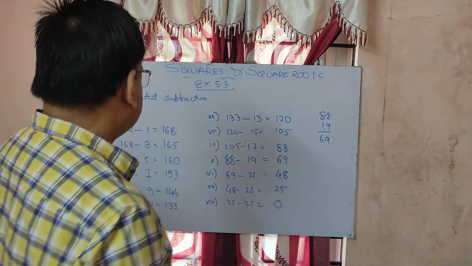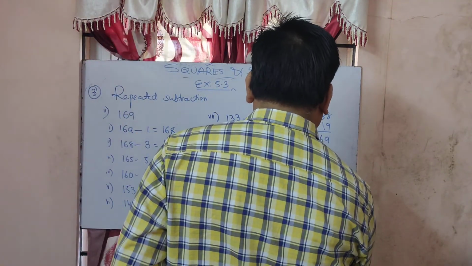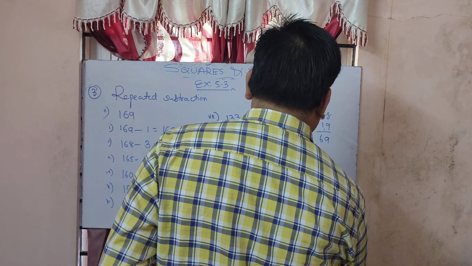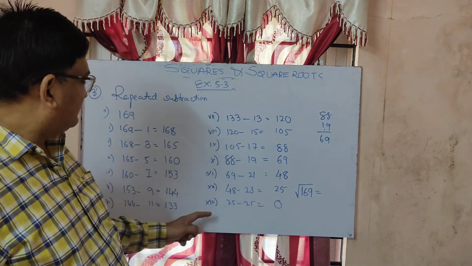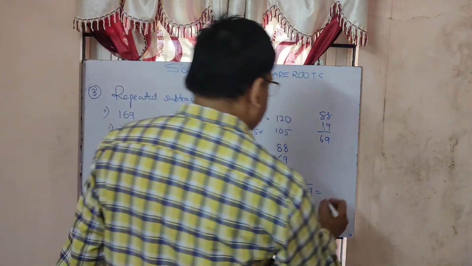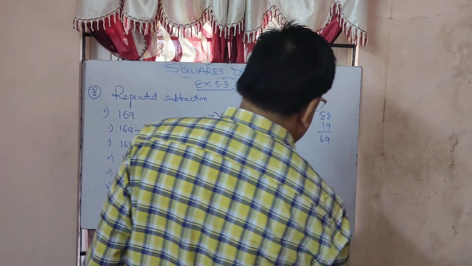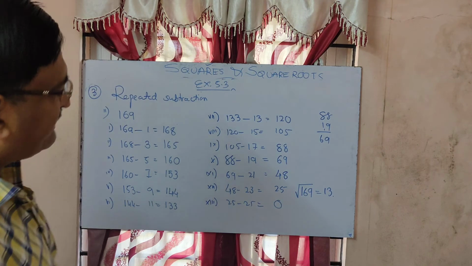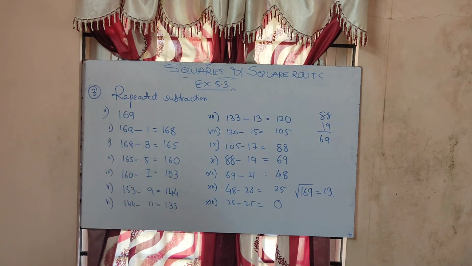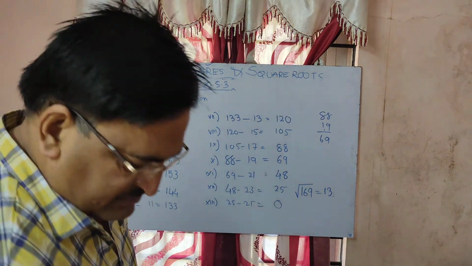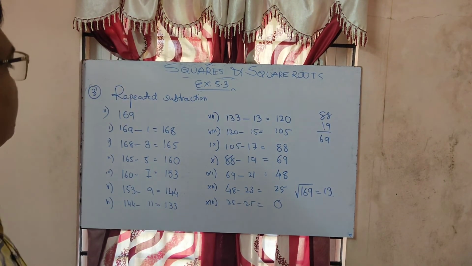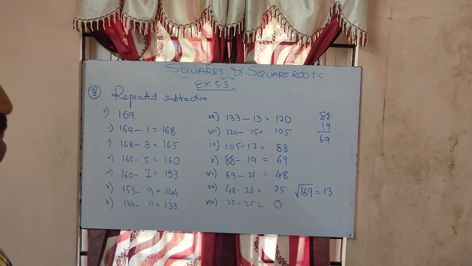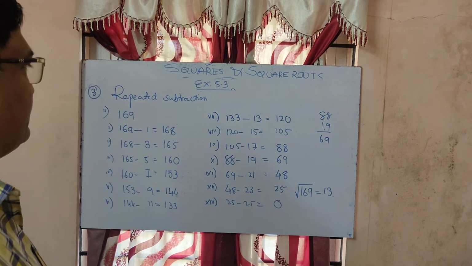It means the square root of 169 is how much? How many times have we subtracted? 13 times. So the answer is 13. The square root of 169 is 13. This is the way you can use the repeated subtraction method to find the square root of any number.